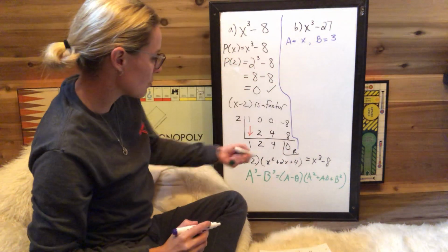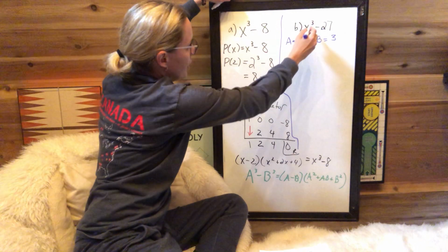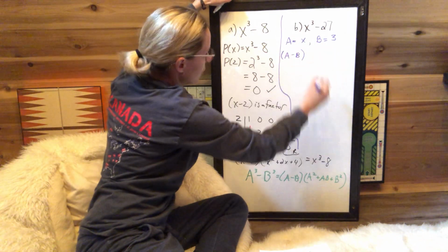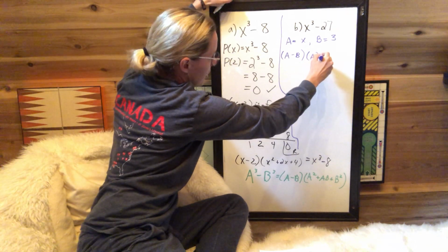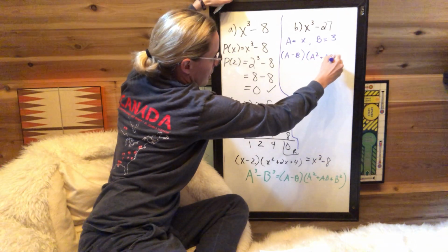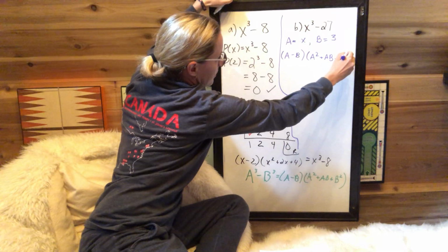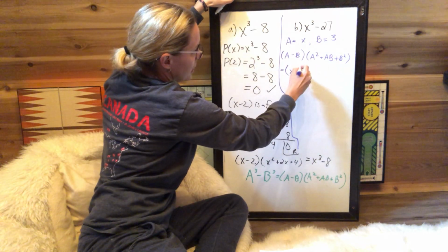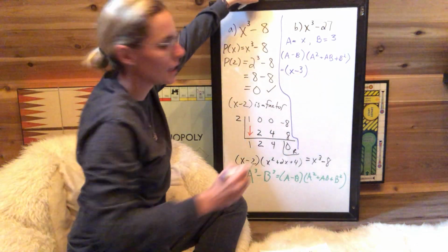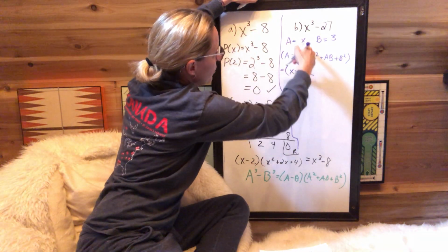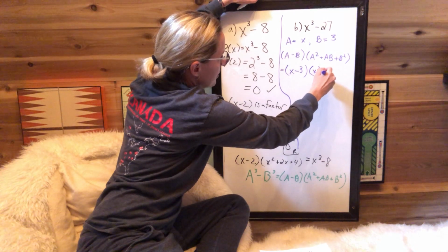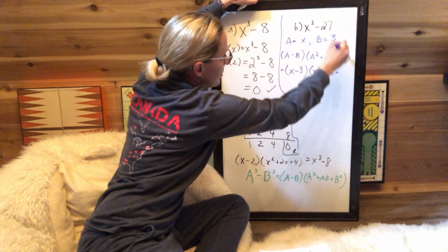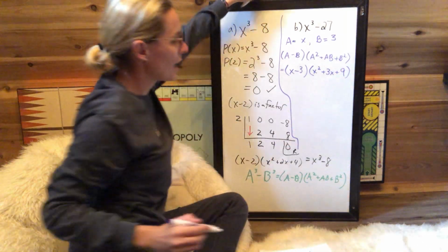To factor this, we simply set it up in this way. When you factor that, you get a minus b, follow the general term, a squared plus ab plus b squared. And simply plug in your values. Our a is an x, our b is a 3. Substitute that in. And then we have a squared, x squared, plus a times b, 3x, plus b squared. 3 squared is 9. And that's it.